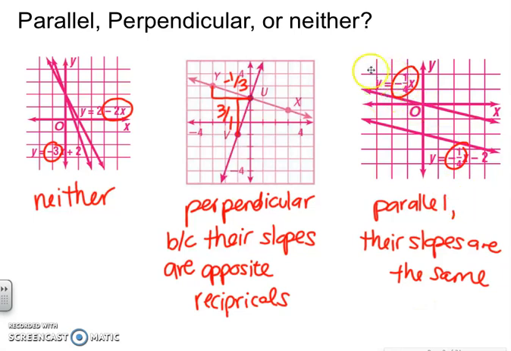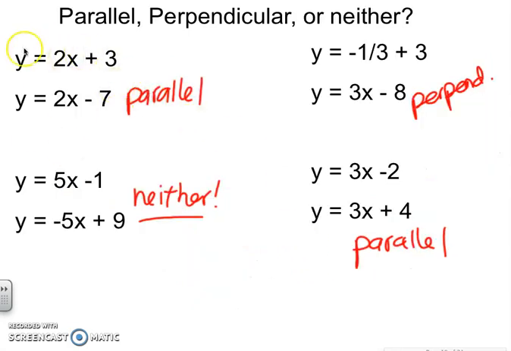Over here, they were parallel because their slopes are the same. All right, on the bottom part, obviously this first one is parallel.